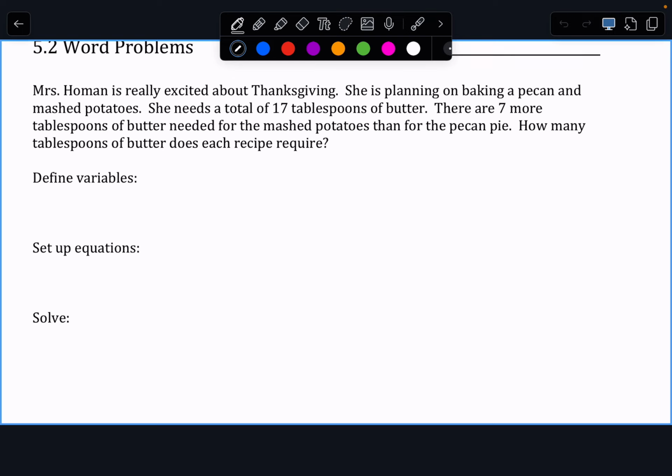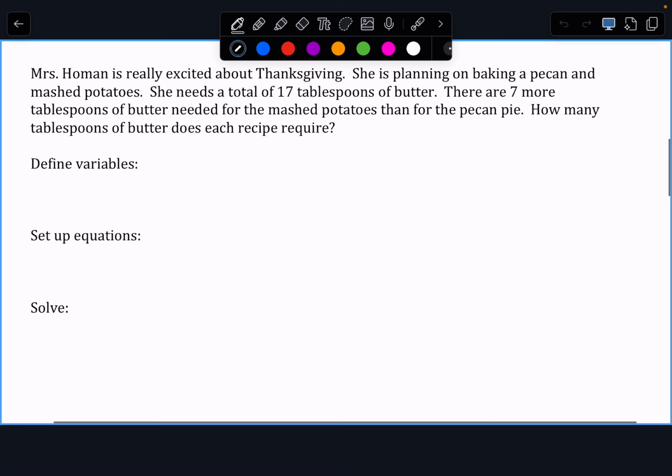Mrs. Holman is really excited about Thanksgiving. She is planning on making a pecan pie. That was implied. And mashed potatoes. She needs a total of 17 tablespoons of butter. There are 7 more tablespoons of butter needed for the taters than for the pie. How many tablespoons of butter does each recipe require?